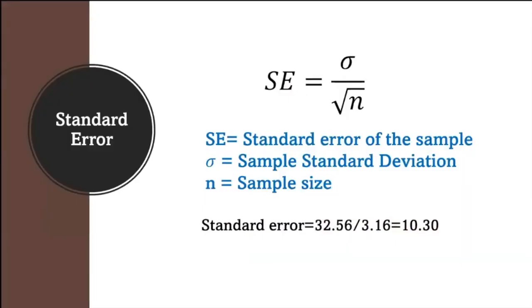If you have to calculate the standard error, sigma is the standard deviation of the sample, so sigma divided by the square root of n, where n is the sample size. So the standard error for this sample of 10 will be 32.56 divided by 3.16, which is the square root of 10, so it will be 10.30. This is the standard error. And you know that we calculate the 95% confidence interval as the mean plus or minus 2 standard errors. That's how we calculate the confidence interval.